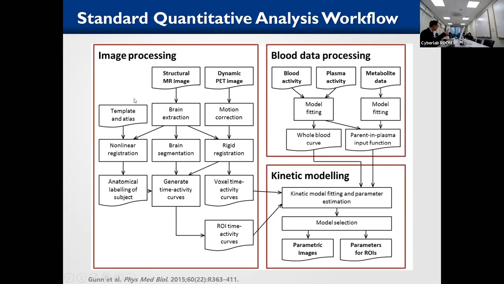We need to localize some target region, voxel or region of interest, from the low resolution PET or SPECT images. There are a lot of different image processing pipelines. Anyway, we need to get the specific regional or voxel level TACs, so we need this kind of processing pipeline. And then we also need good data processing for sampling and separation of blood and plasma and metabolite correction. After this process, we can do the kinetic model. So this is very complex. It's not easy to apply in clinical diagnosis or clinical settings.